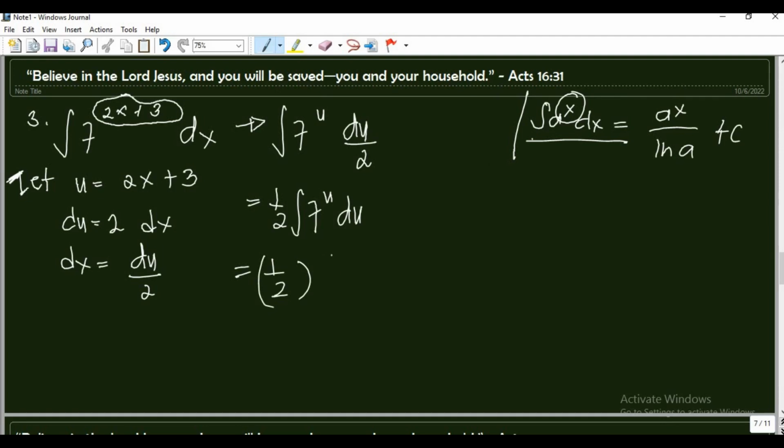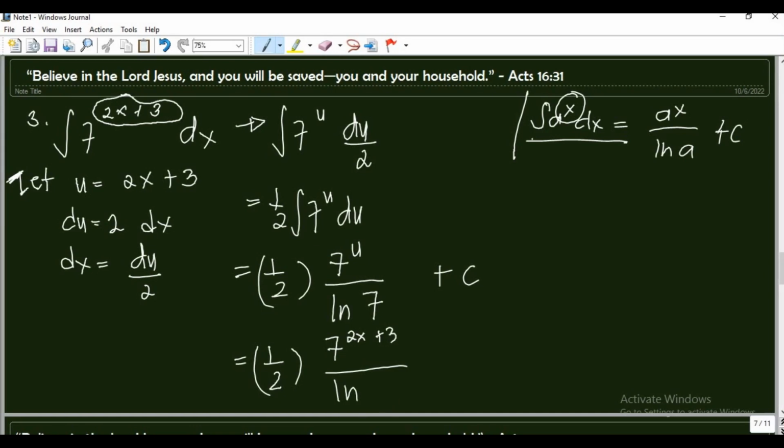Kokopyahin ko lang si a, that is 7 raised to x, that is u. Divide it by the ln of my a, that is 7 plus c. Now, bring back the value of your u, that is equal to 1/2 times 7. My u is 2x plus 3 over the ln of 7 plus c.